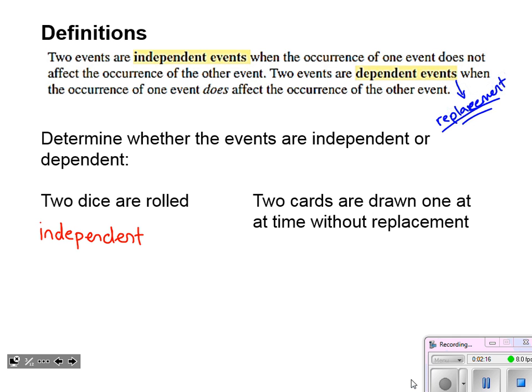Okay, next, 2 cards are drawn one at a time without replacement. Well, now if you think about this, if I have a deck that has 52 cards in it and I draw 1 card out, I have changed the deck. Since I don't replace that card, I have changed the deck. So when I go to draw another card out, I'm drawing from fewer cards. I have not replaced it. That means that second draw depends on what the first draw was. These are dependent events.